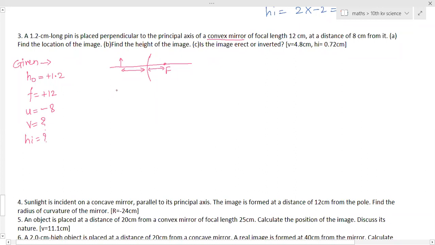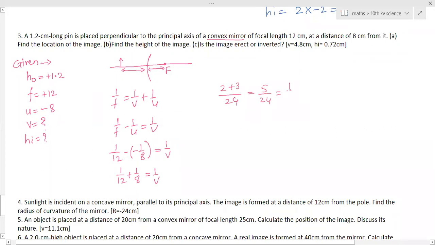Now here we have to use the mirror formula. 1 by F is equal to 1 by V plus 1 by U. So 1 by F minus 1 by U is equal to 1 by V. F value is 1 by 12 minus of minus 1 by 8 is equal to 1 by V. So 1 by 12 plus 1 by 8 is equal to 1 by V. LCM is 24, so that is 5 by 24 is the value of 1 by V. So V is the reciprocal of this, 24 by 5, that is 4.8 centimeter. So position of the image is 4.8 centimeter.